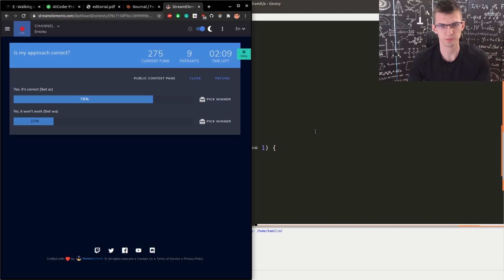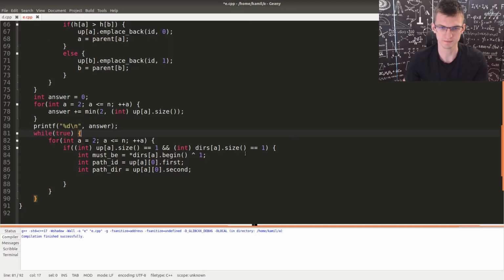I see that mostly people vote for accepted. Of course, it's not about the first verdict I will get. It's about whether the approach is correct. I will decide if it's correct.